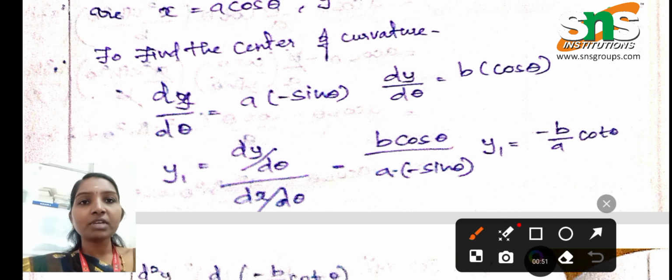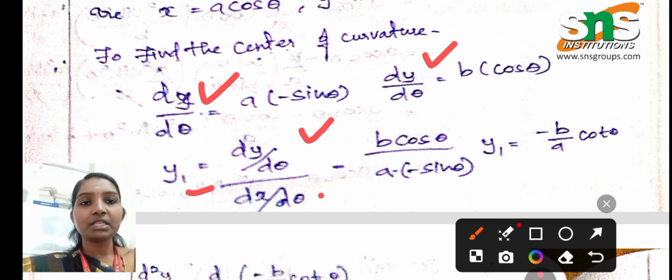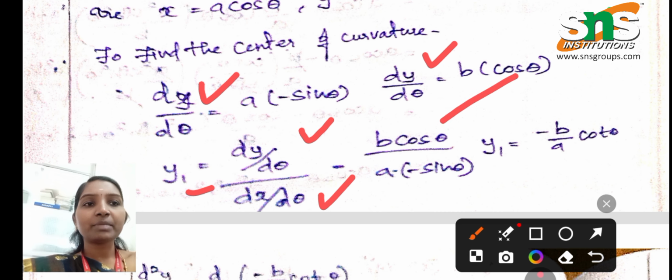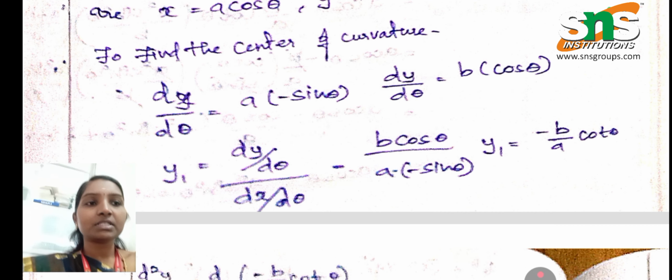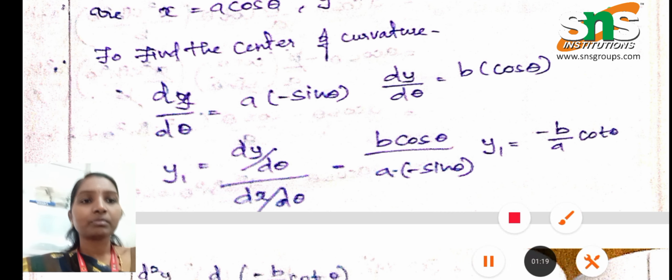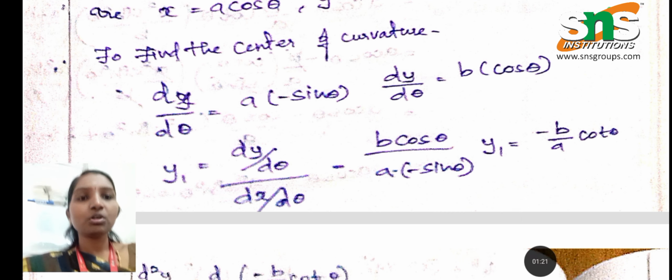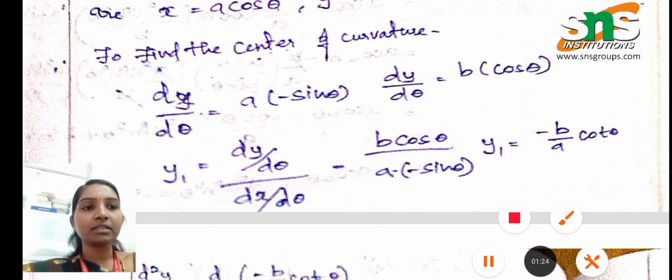Now, we have to differentiate x with respect to theta, y with respect to theta, and we have to find y1. y1 is nothing but dy by dx. dy by dx can be rewritten as dy by d theta divided by dx by d theta. On differentiating x, we have a into minus sin theta. On differentiating y, we have b into cos theta. So y1 is equal to, in the numerator we have b cos theta, in the denominator we have minus a sin theta. On simplifying it, we have y1 is equal to minus b by a cot theta.